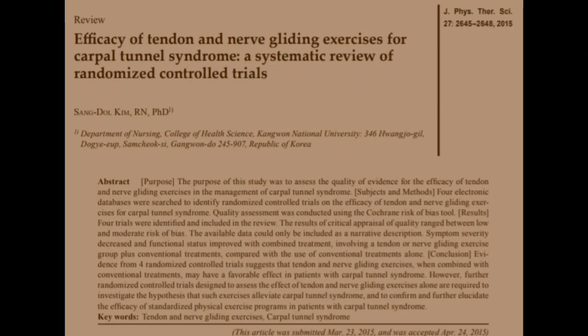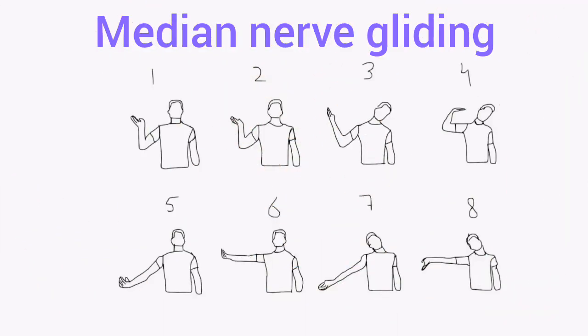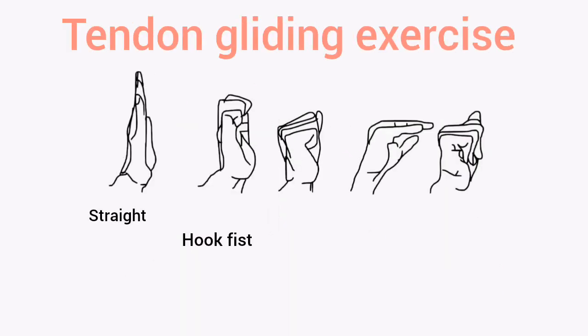Another method for treating carpal tunnel syndrome is nerve gliding or tendon gliding exercise, and evidence is highly suggestive of their effectiveness. This is the neural gliding exercise for the median nerve, and the patient can progress according to his capacity. This is our tendon gliding exercise for treating carpal tunnel.